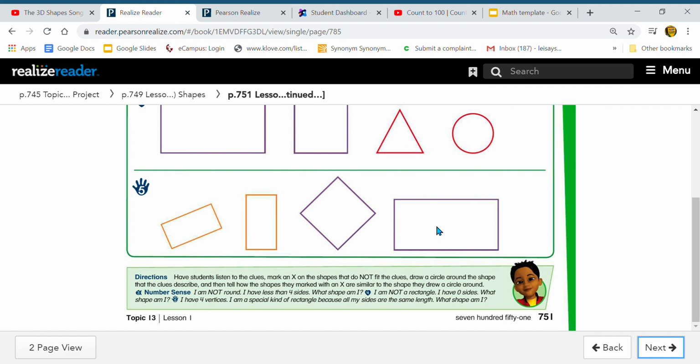What about this shape? Are all the sides the same length? No. We've got long, long, short, short. So which one matches our clues? Which one is our mystery shape? It's the square. It has 4 vertices, 1, 2, 3, 4, and all of the sides are the same length. Woo! Go square! It's your birthday! All right, so this square is our mystery shape. Next page. You guys are doing awesome on these mystery shapes.